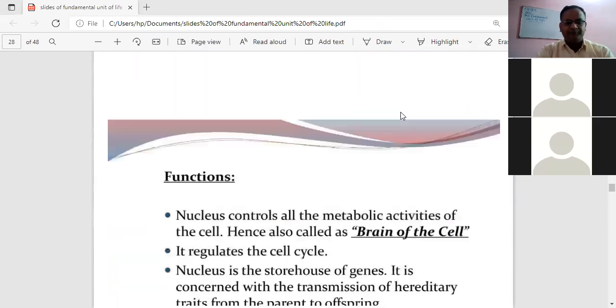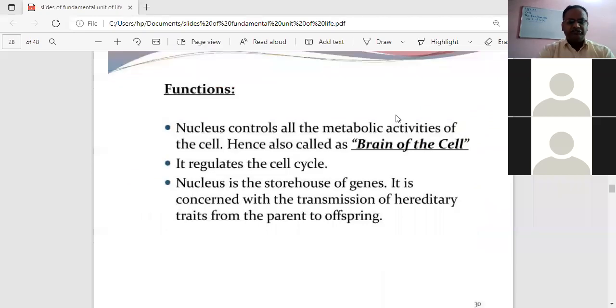Now, the most important thing in the nucleus is the functional aspect. The nucleus controls all the metabolic activities of the cell, hence it is also known as the brain of the cell. It regulates the cell cycle, and the nucleus is a storehouse of genes. It is concerned with the transmission of hereditary traits from the parent to the offspring. To get a clear concept regarding the cell organelle, the nucleus and its function, we have to understand a bit.